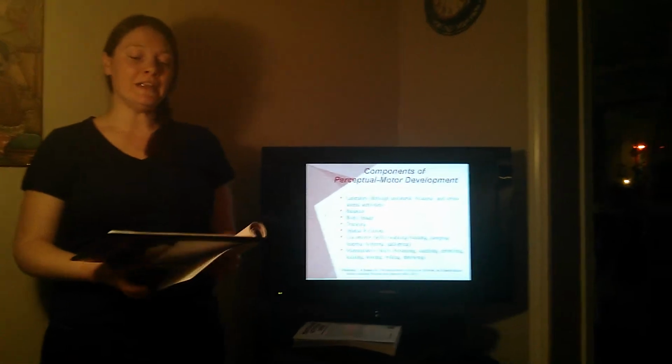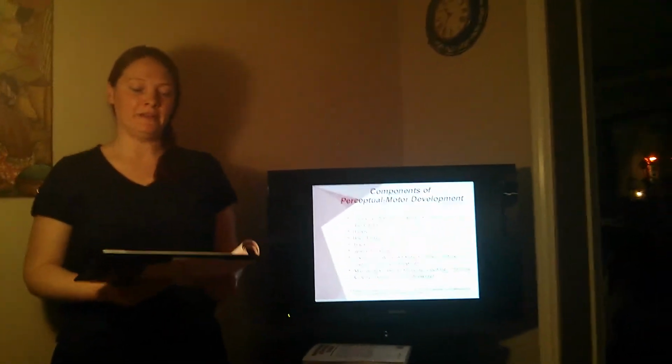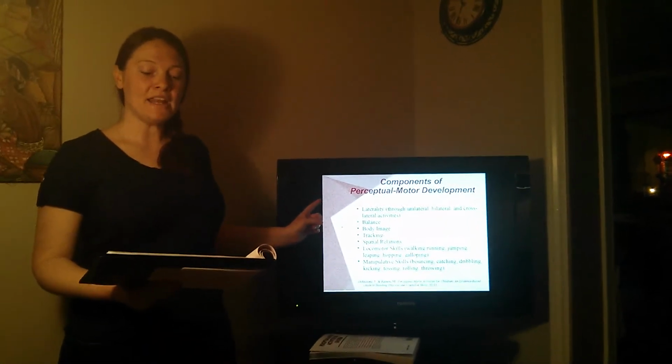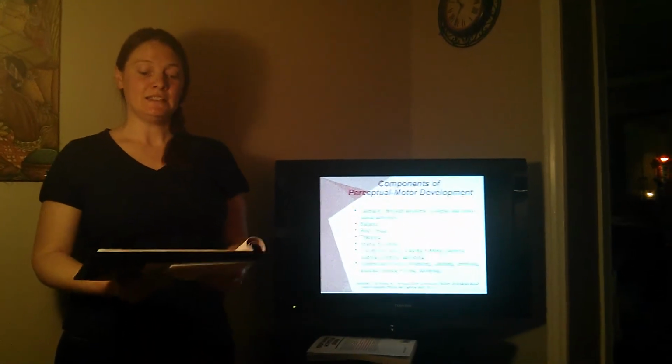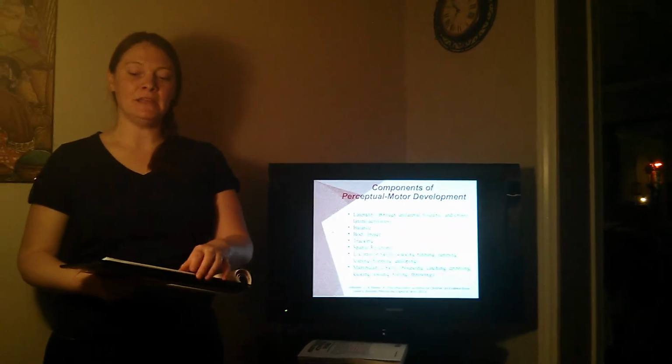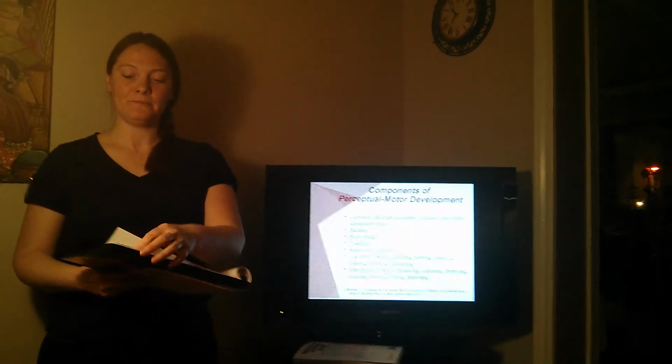Here are the components of perceptual motor development. They are laterality, balance, body image, tracking, spatial relations, locomotor skills, and manipulative skills.